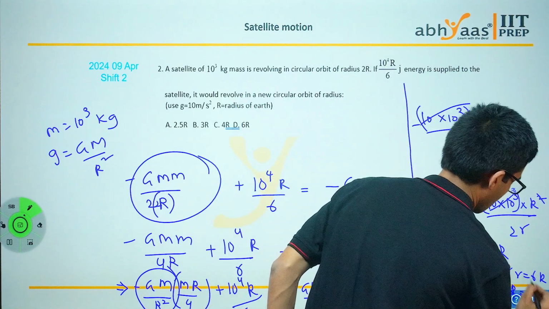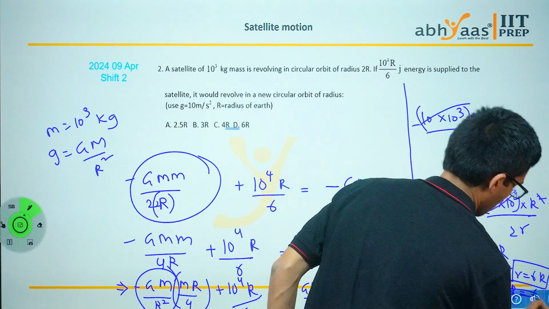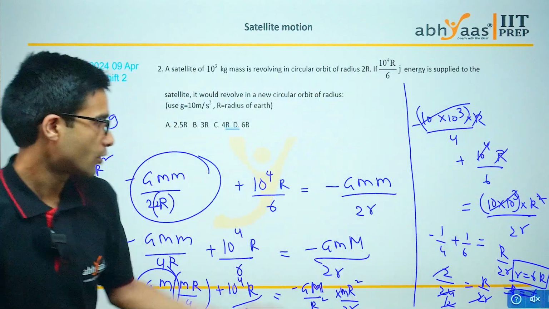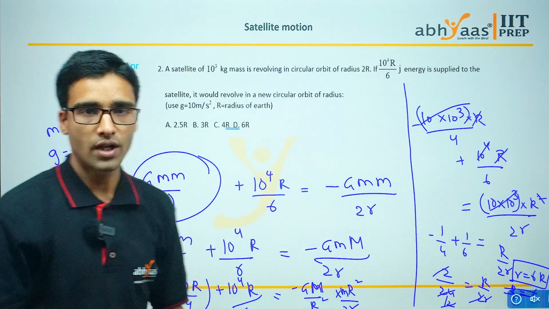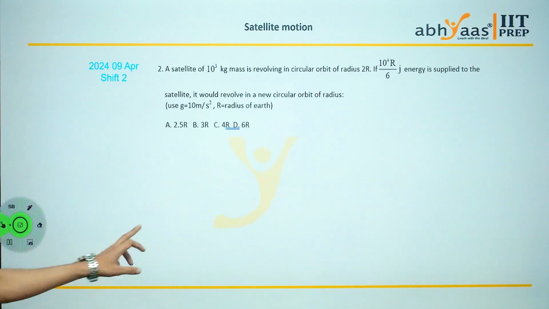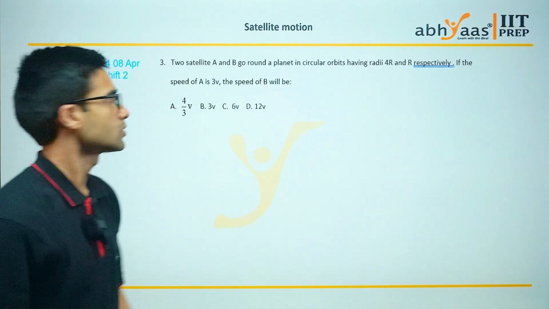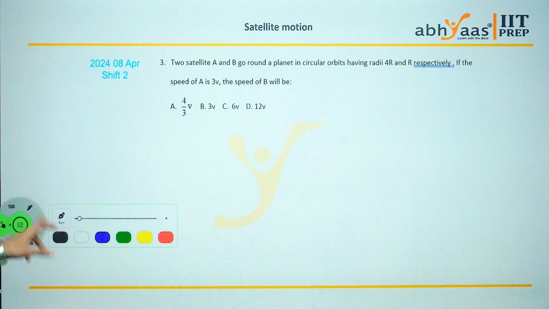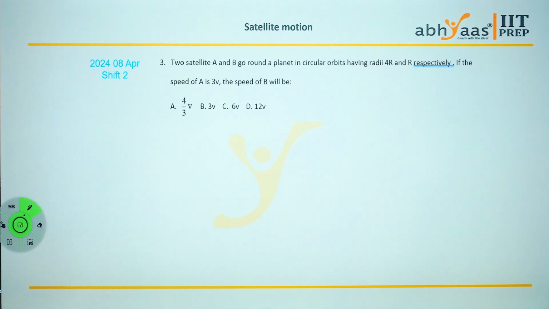Small r is equal to 6r. So, simple question only, provided you know the basics. Whatever I have done, most of the questions are very simple. You can easily solve them. So, another one is also based on satellite motion.